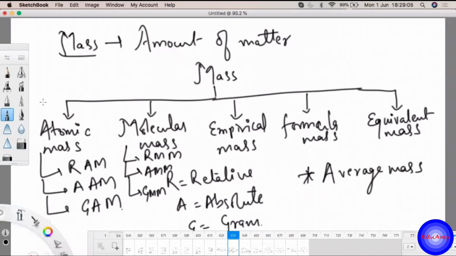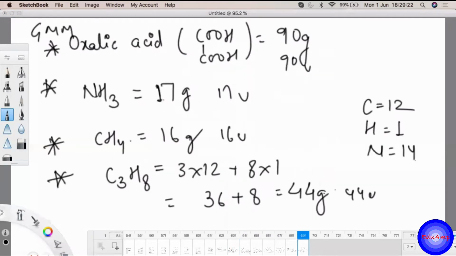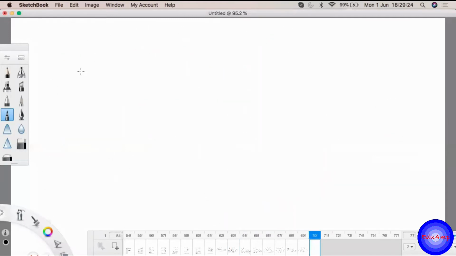We are done with atomic mass, we are done with molecular mass. Okay, now we are going to move to empirical formula, and this is very important. Those who are appearing for competitive exams like JEE or NEET should follow a particular method for solving empirical formula questions.